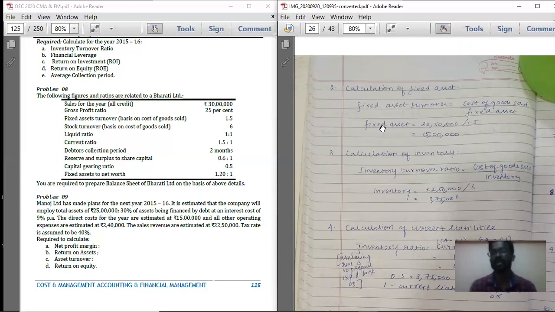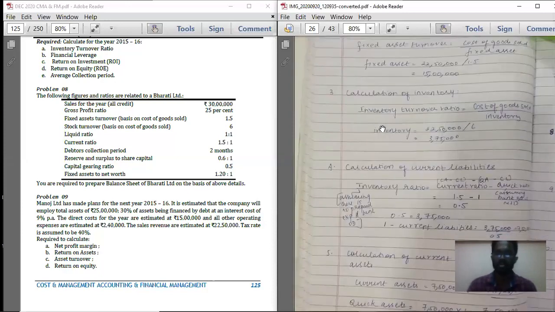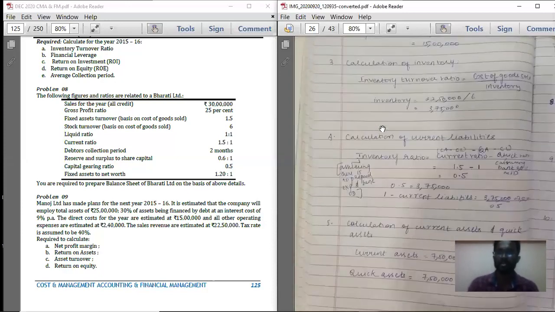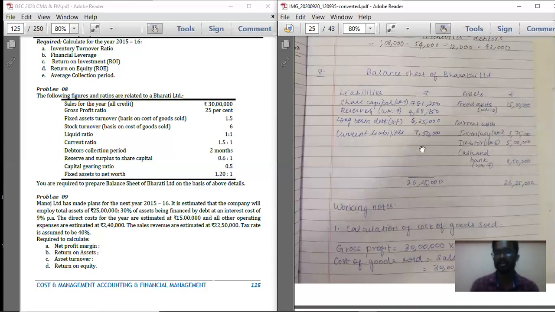So if inventory comes to the left hand side, it becomes now a numerator. So inventory is equal to, what is cost of goods sold? 22,50,000 divided by 6. So 3,75,000. That is inventory. So inventory is 3,75,000.